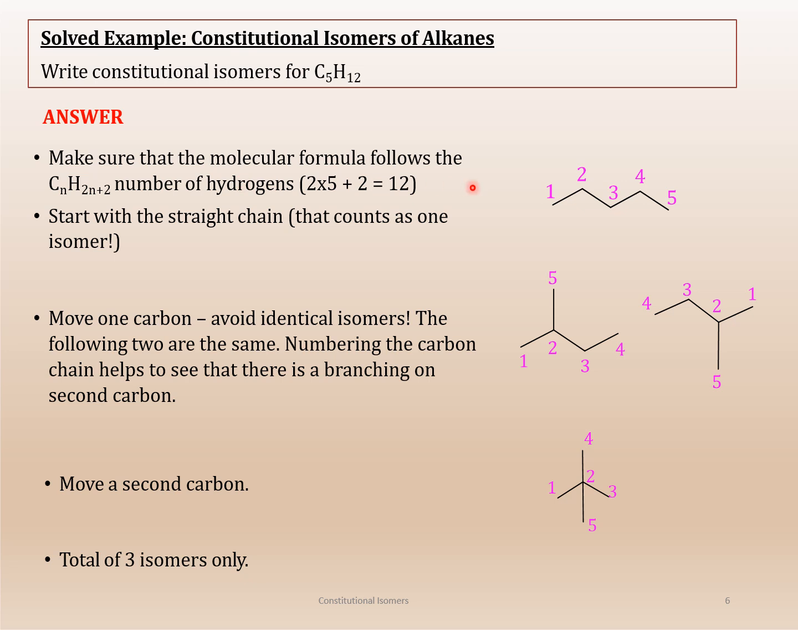Now I knew it was an alkane to begin with, so I drew out an alkane chain. I did not count the number of hydrogens, because if I draw 5 carbons, I will automatically have the 12 hydrogens. So I didn't bother this time, because it's an alkane. But in some cases, you do have to count your hydrogens. So which means what? I have only 3 constitutional isomers: 1, 2, 3.